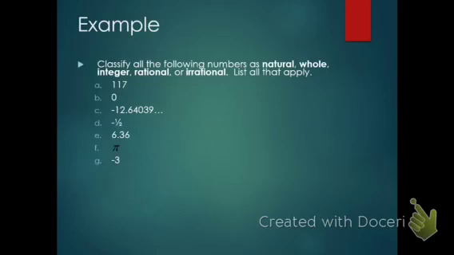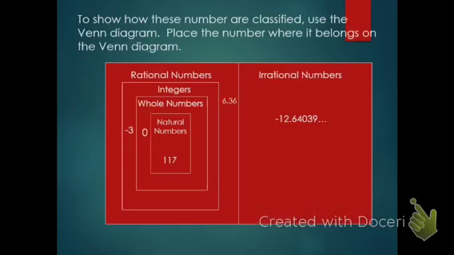Okay, so here's some examples that I will be classifying as either natural, whole, integers, rational, or irrational numbers. Now let's start off with the number 117. The number 117 is considered a counting number, so therefore it's classified as a natural number.